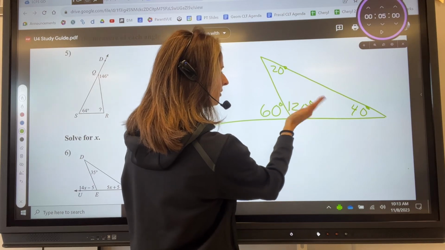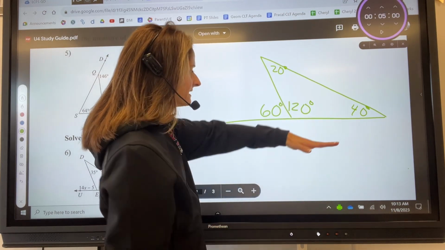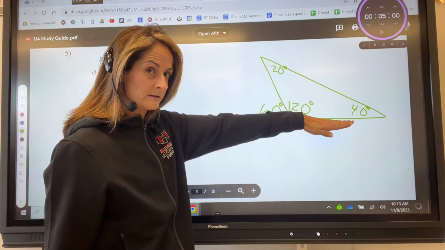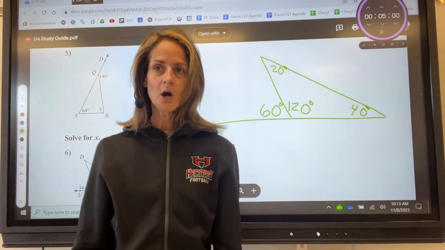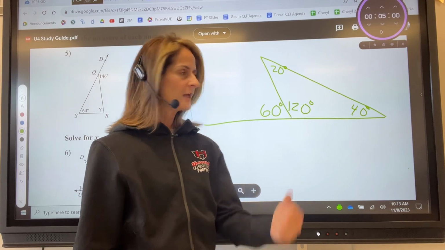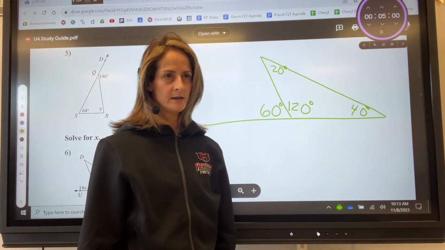Because this obtuse angle is 120, and this is a straight line, this exterior angle has to be 60 degrees. Are you with me? Is everybody okay with this being 60 because that's 120?